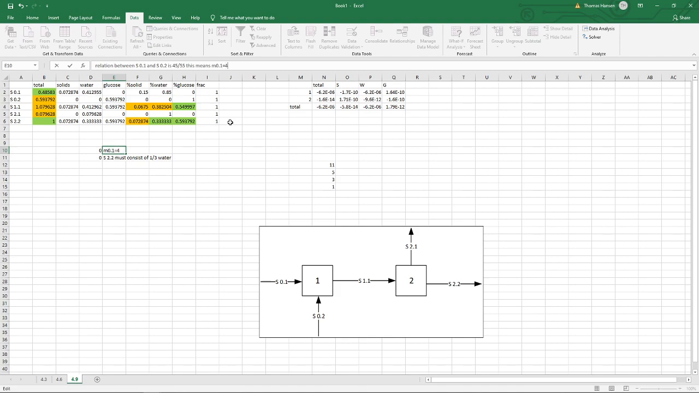0,1 is equal to 45/55 times M02. So I actually can see what it is I'm doing, what equations I want to write. But yeah, that was another one solved.